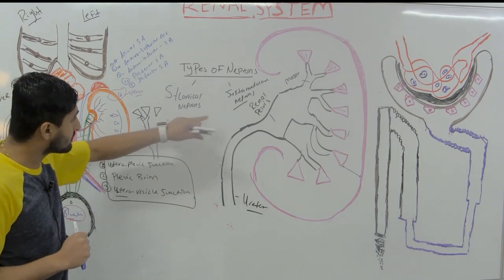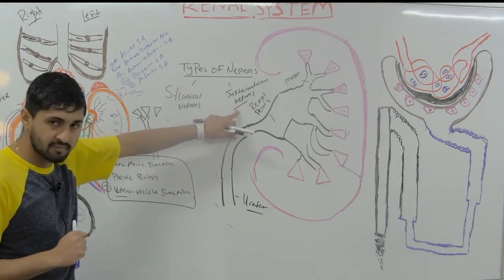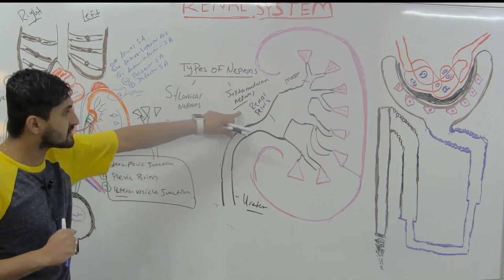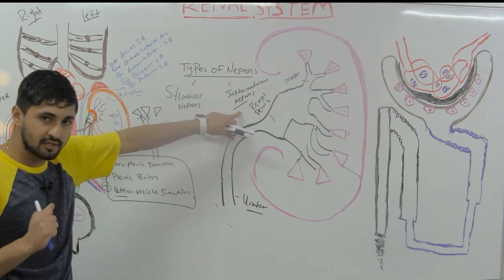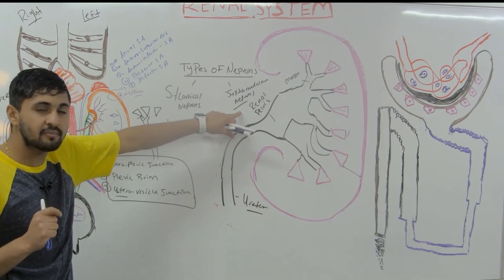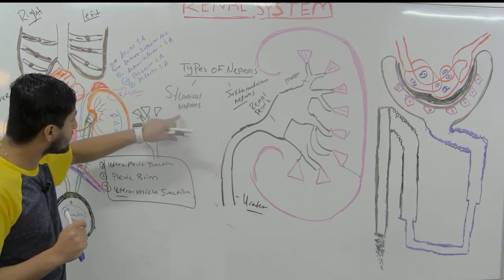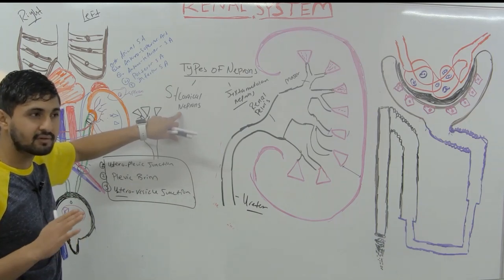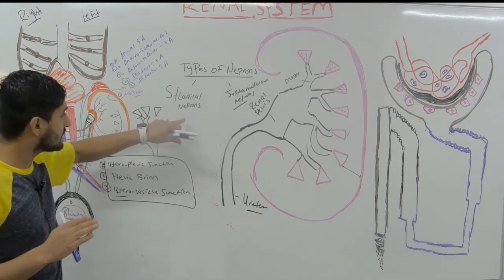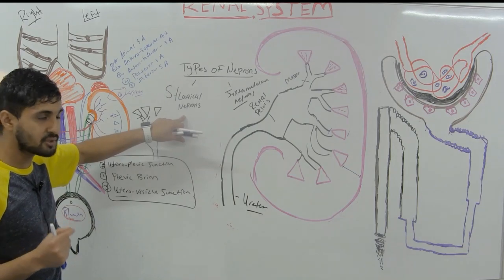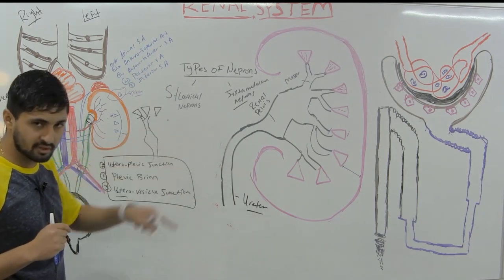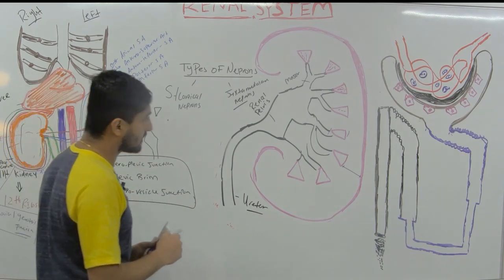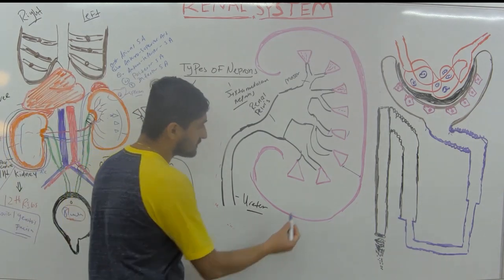One of the differences between the cortical nephrons and juxtamedullary nephrons, which are also called superficial nephrons, is that juxtamedullary nephrons produce concentrated urine. It makes a hypertonic urine. Cortical nephrons, most of the time, 85 to 90%, are the ones that are producing urine. And we'll talk about other things too. Hold that concept, and as we go, we'll talk more about that.